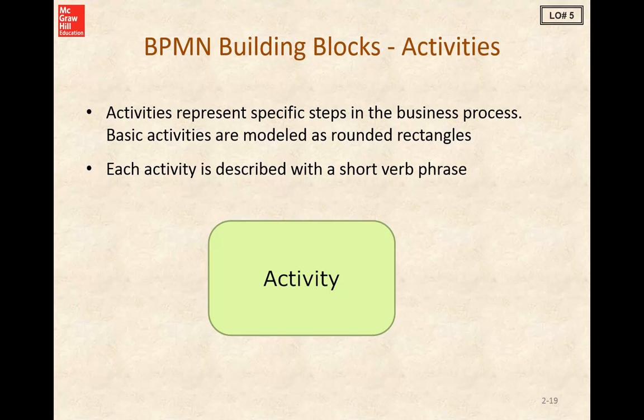So now we've established when a process is going to start, maybe stop intermittently, and then end. But another very important part of this model is the activities. And activities represent specific steps in the business process. And these are modeled using rounded rectangles. And each activity is going to be described with a short verb or a phrase. So an example here would be process credit card payment, or maybe bill customer would be another short verb phrase that we could use instead of just saying activity.